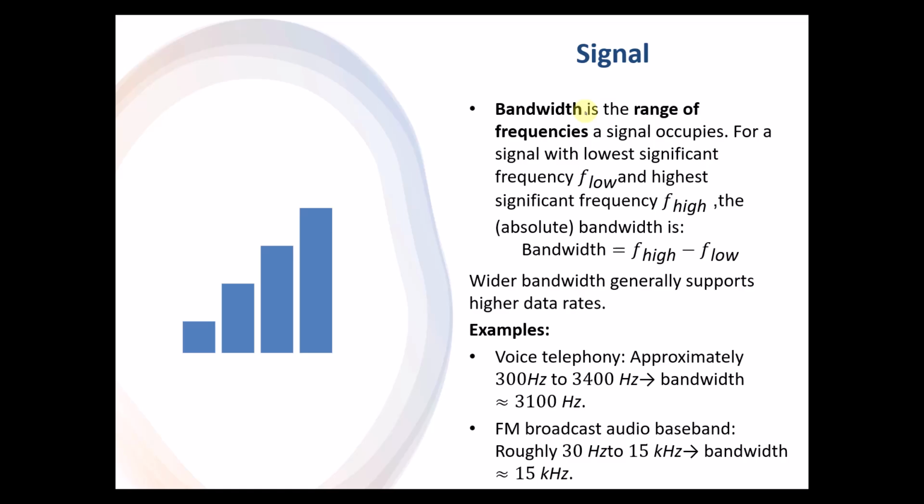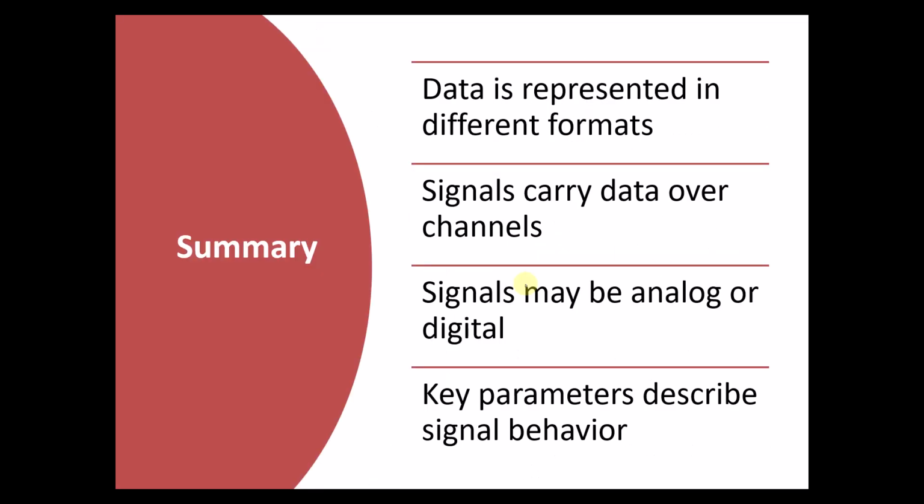And then an FM broadcast audio station, roughly, has a bandwidth between 30 hertz to 15 kilohertz. If you do the subtraction, 15 kilohertz, which is 15,000, minus 30, is still approximately 15,000. So the bandwidth through which people in their FM station speak and broadcast their voice to our radio set is approximately within 15 kilohertz.